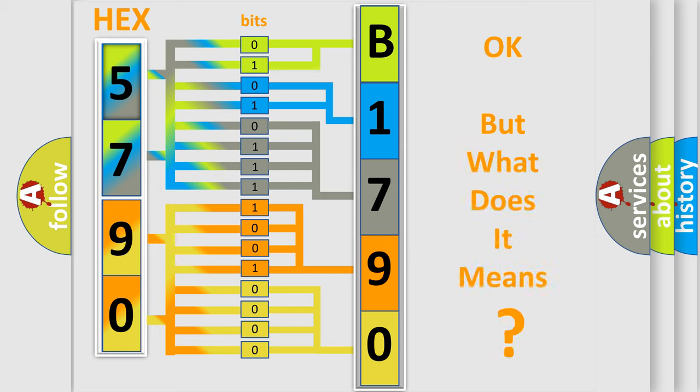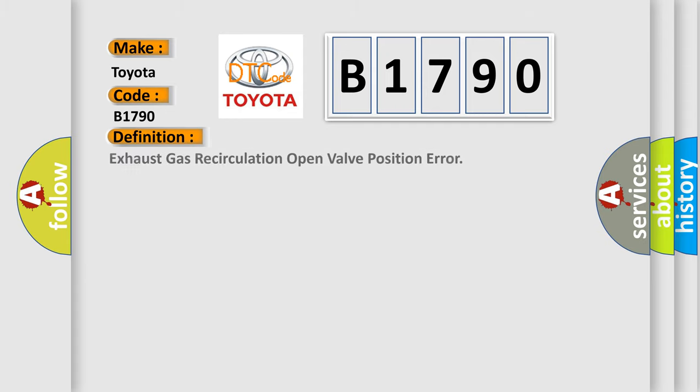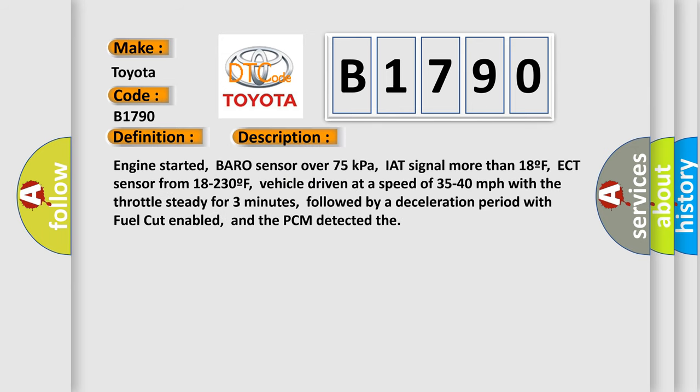The number itself does not make sense to us if we cannot assign information to what it actually expresses. So, what does the Diagnostic Trouble Code B1790 specifically mean for Toyota car manufacturers? The basic definition is exhaust gas recirculation open valve position error. And now this is a short description of this DTC code.